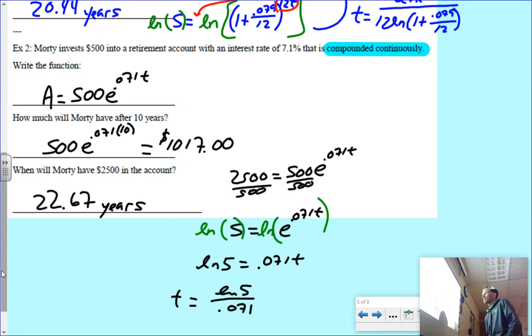Those are the only 2 things you have to be able to do. Well, I guess 3 things. Write the equation correctly, and know what situation you have, if you're compounding a number of times per year or compounding continuously. Once you have the function, we can plug in a t-value to find how much money you have after so many years. Or we can set the equation equal to a future value and see how long that will take to obtain that.